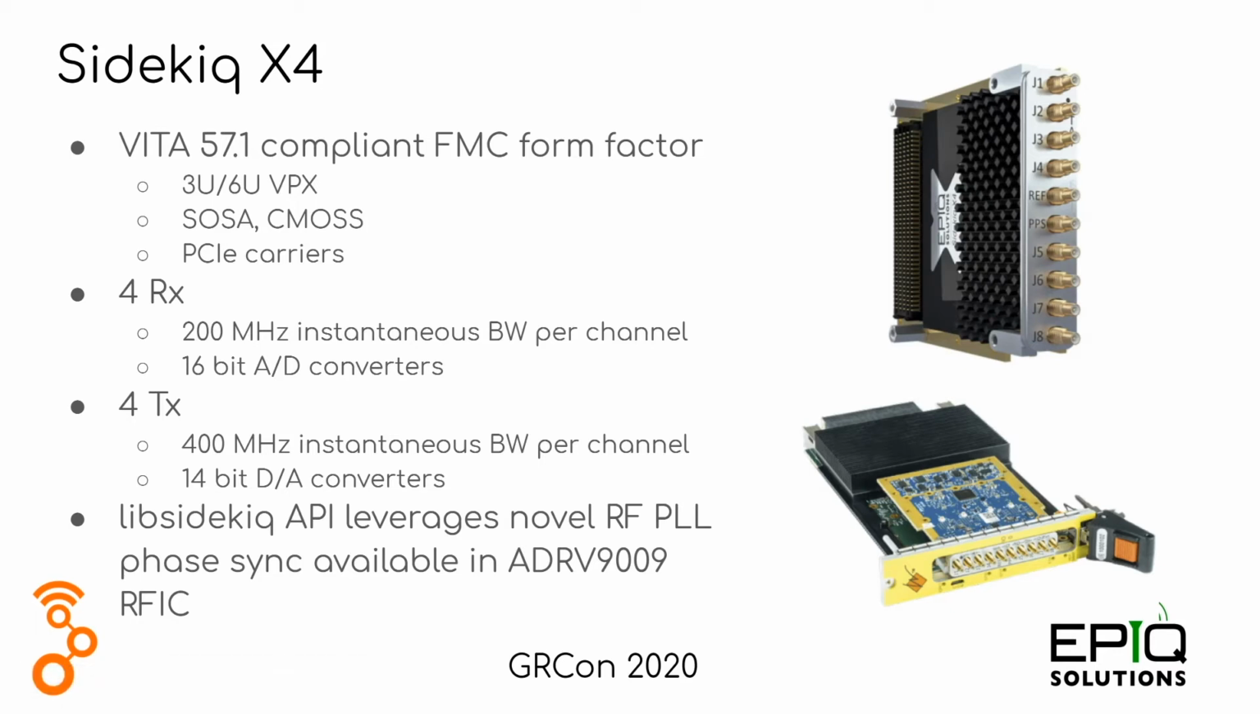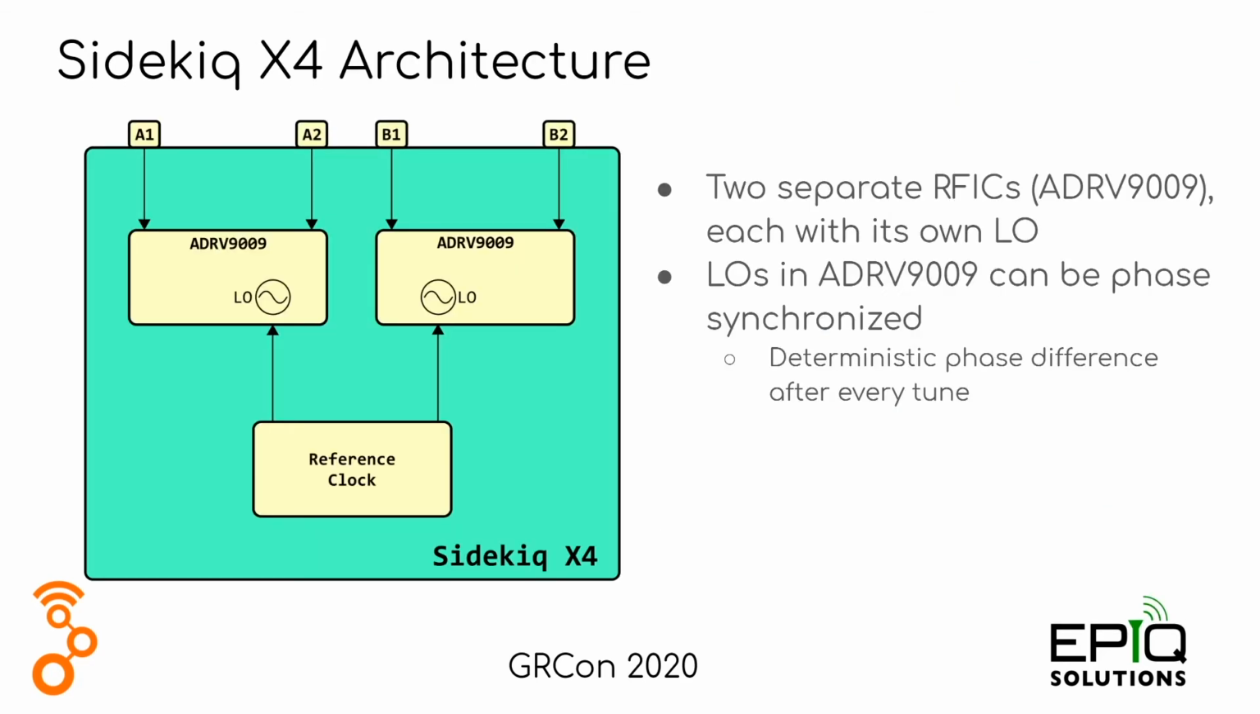But this has 2 ADRV9009s on it, and here's an overall, really high-level block diagram showing the clocking structure. These are the RFICs from Analog Devices that support phase synchronization between them. So here you can see there are 2 independent LOs. This is the A chip, hence the channels A1 and A2, B1 and B2 here, and this is the B chip over here. These are independent LOs, even though they're fed from the same reference clock. But as I'll show, you can phase synchronize these so that the phase relationship between the LOs is fixed, and you can therefore receive phase synchronous samples over all 4 channels.